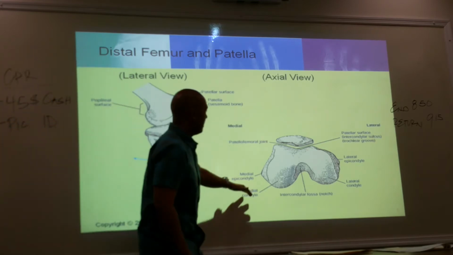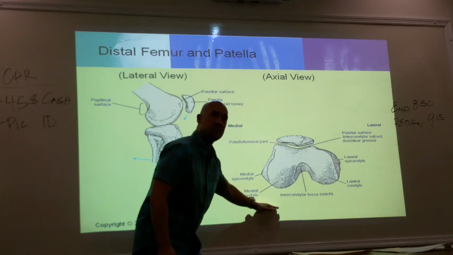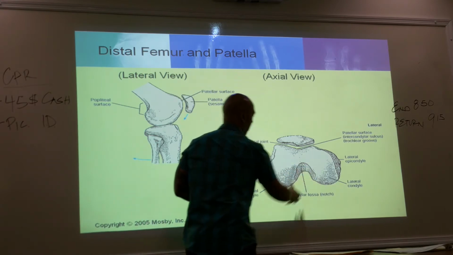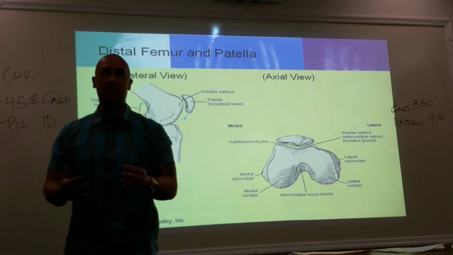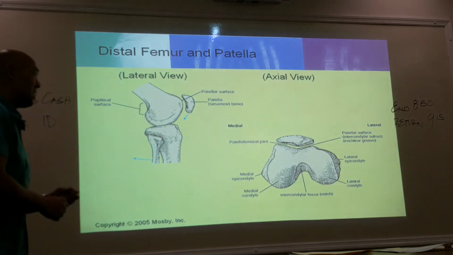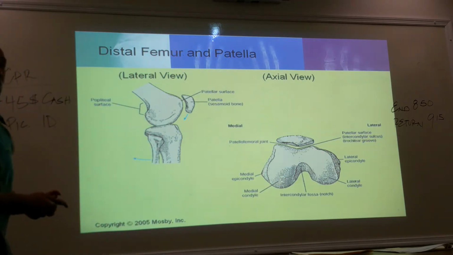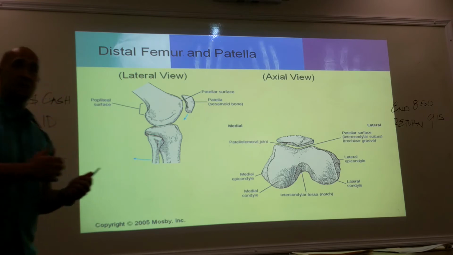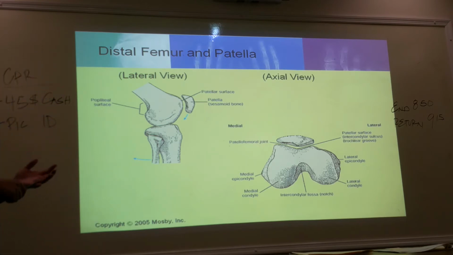So this is the anterior surface, this is the posterior surface. Notice there's a groove here, a very huge indentation, or a fossa. This is known as the intercondylar fossa, or the notch. Now that opening is a tunnel that allows passage for your ACL and your PCL.